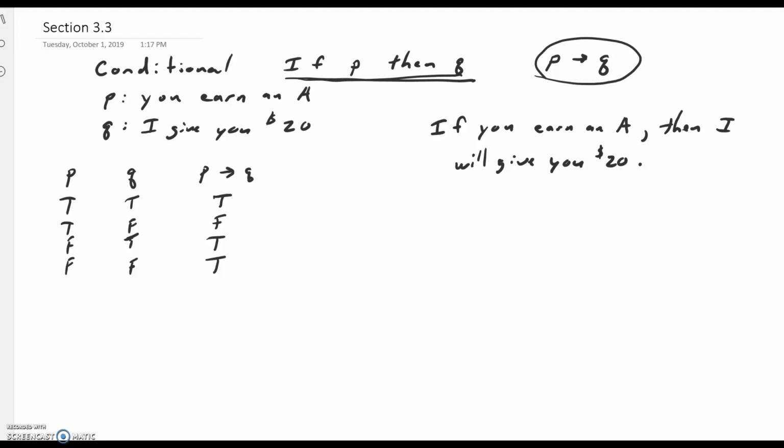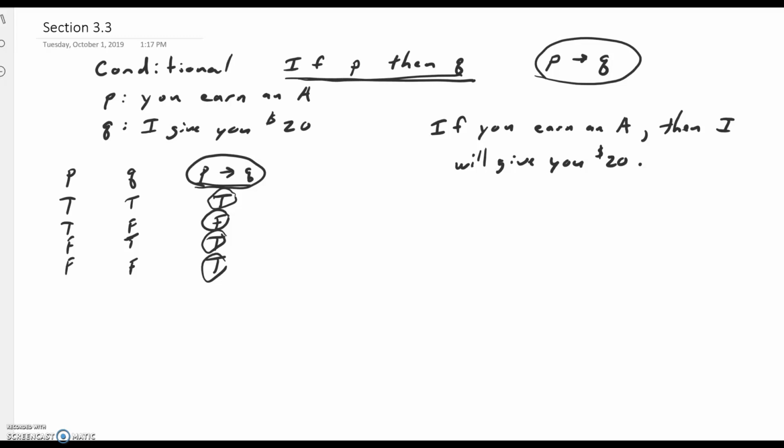Let's just say, only pretend, that I give you a promise. If you earn an A, then I will give you $20. That's a promise I'm making. So that's our compound statement, that's our conditional statement. And it being true corresponds to me not lying, to me not breaking my promise to you. And it being false corresponds to me breaking the promise.